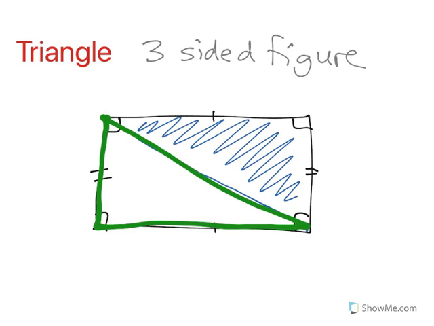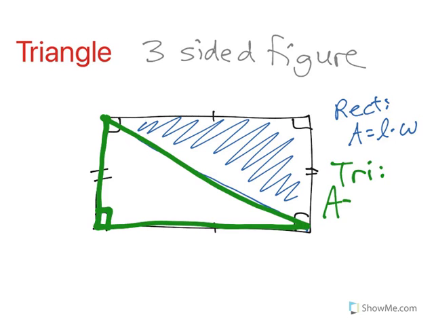Let's think through this in terms of formulas. For a rectangle, we find the area by taking length times width. Based off what I just said, if I cut that in half, I have a triangle. So for a triangle, I would take half of the length times width. And that is the area of our triangle.